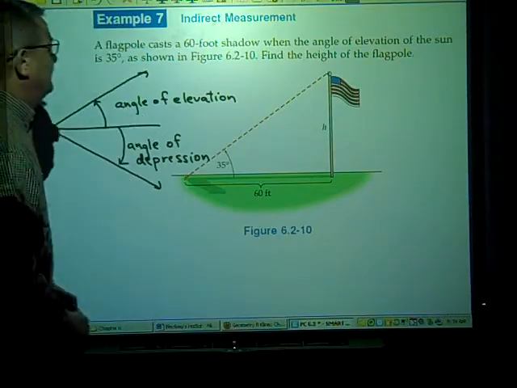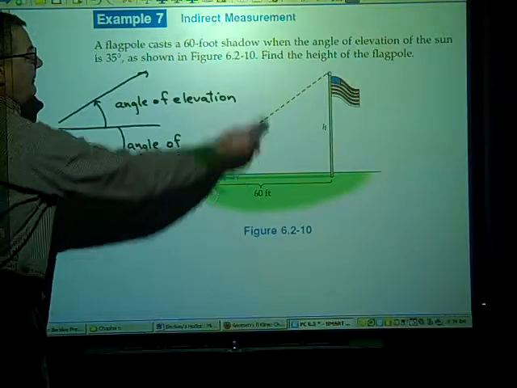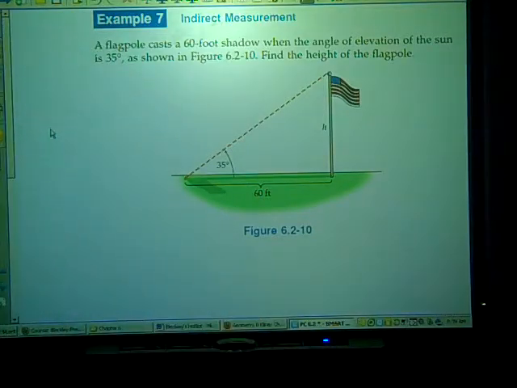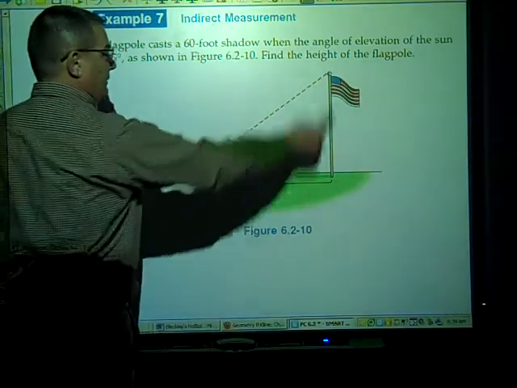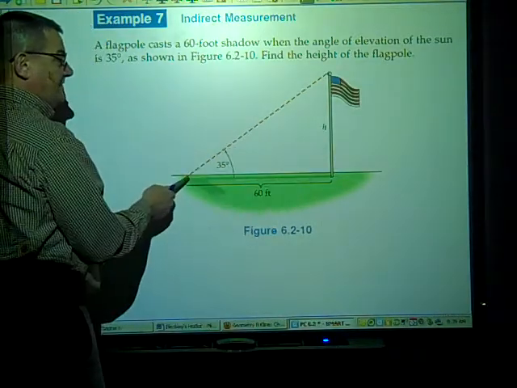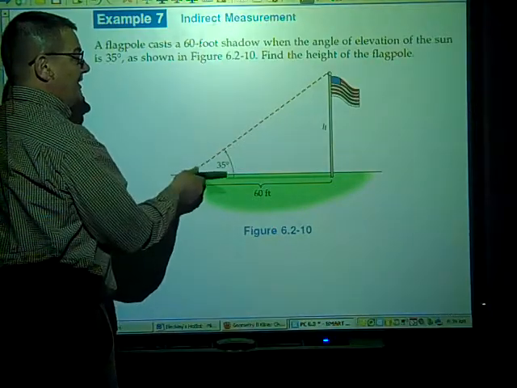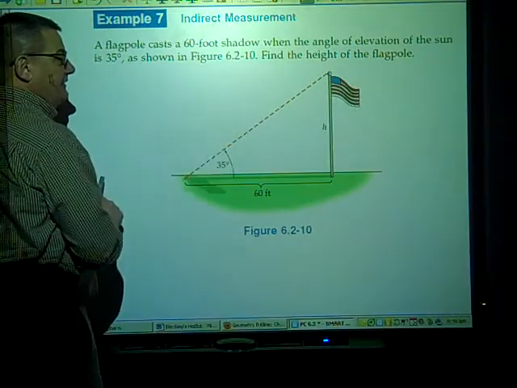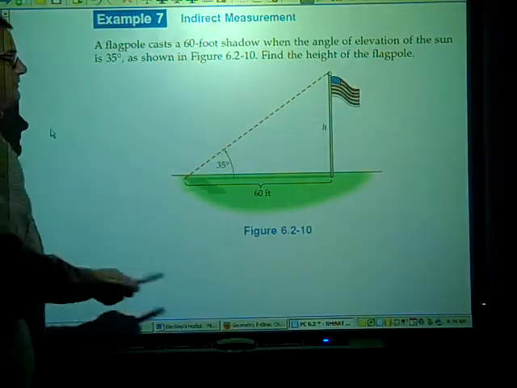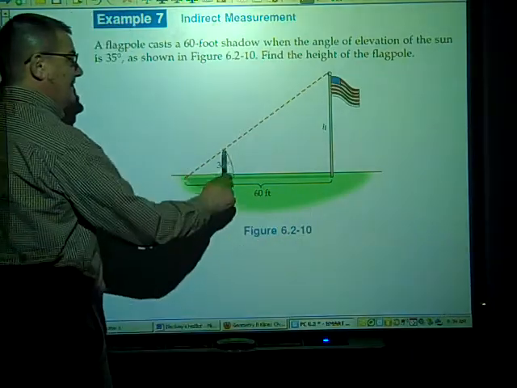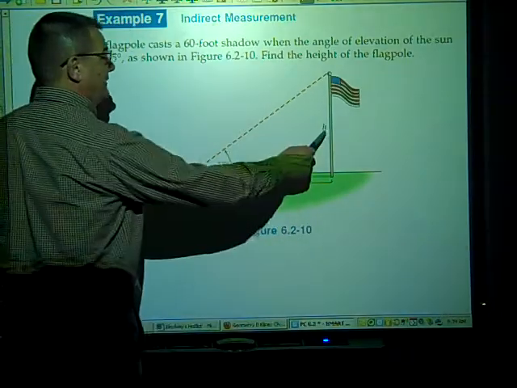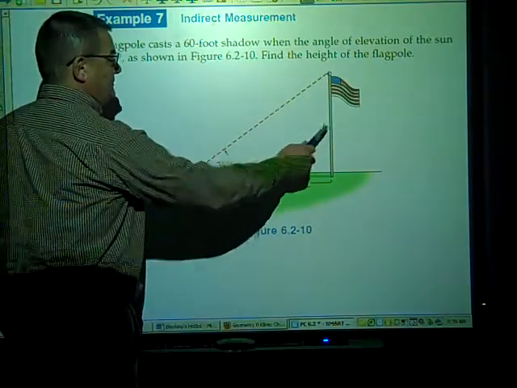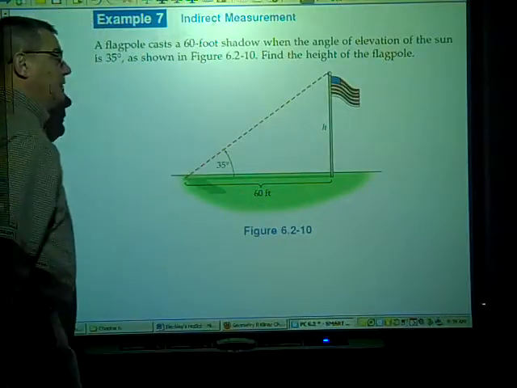So in example 7 here, we are trying to find the height of this flagpole. We stand 60 feet away from it and raise our eyes up to look at the top of the flagpole. We have an angle of elevation of 35 degrees. Okay, so if I have a leg of 60 and an angle of elevation of 35, and I want to find the other leg, then I'm going to use the tangent ratio because that has to do with both legs.